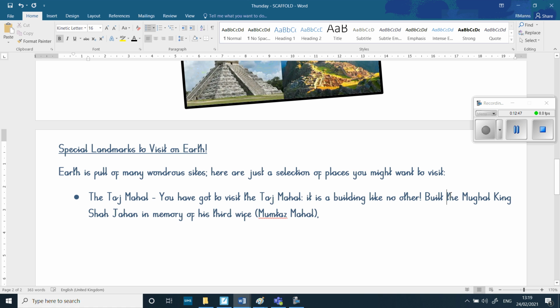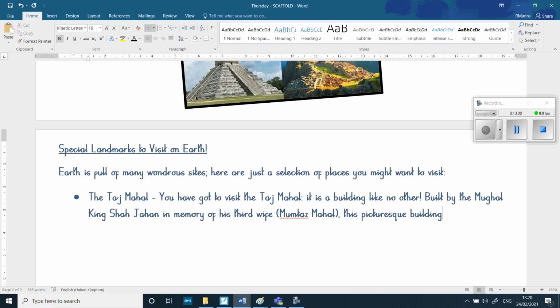Built by the Mughal King Shah Jahan in memory of his 3rd wife, Mumtaz Mahal. Now some children make a mistake here and they go full stop. Well, it's not a sentence, it doesn't make sense yet, that's just a sentence opener. It's built by him, comma, this, I'm going to say the building, I'm using an adjective, picturesque building, because it is a picturesque building, is completely symmetrical from all 4 sides.